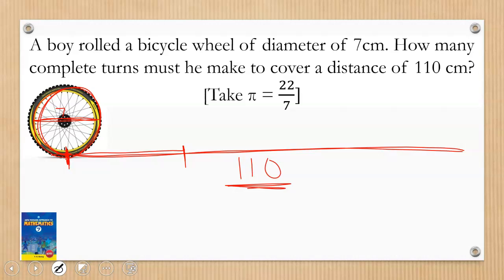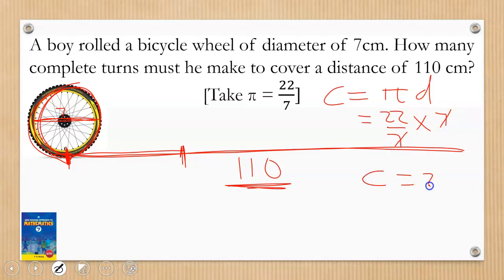Because the circumference of the tire must start from one point, roll and meet the same point again. That will be a complete turn. So we know circumference is equal to pi d, right? From our previous lesson. And the question gave us pi to be 22/7. d was given as 7. So when I use this formula, 7 can divide 7. So C becomes 22 centimeters. So the circumference of the tire is now 22.